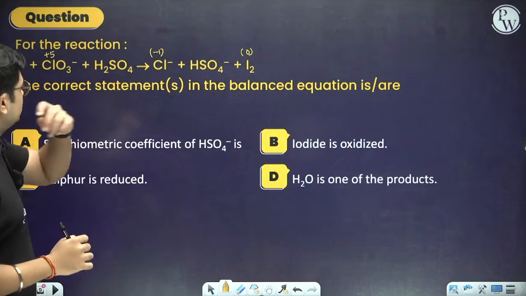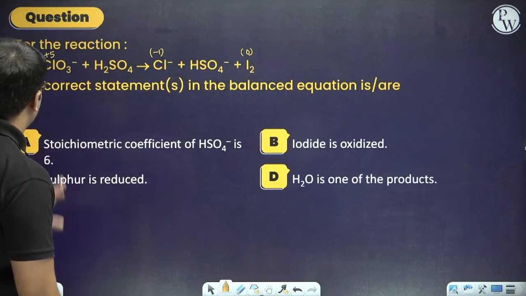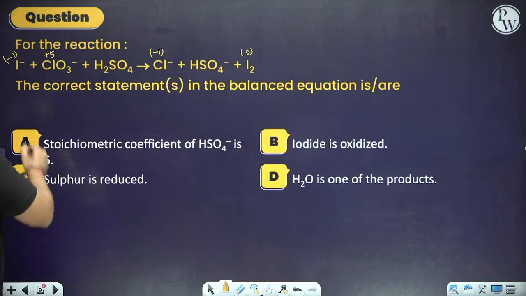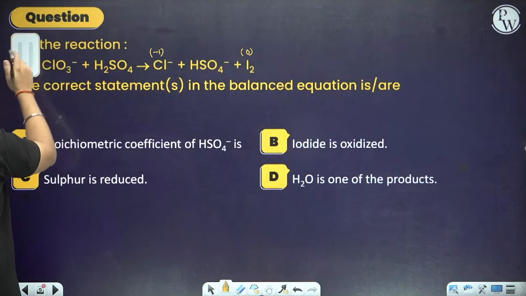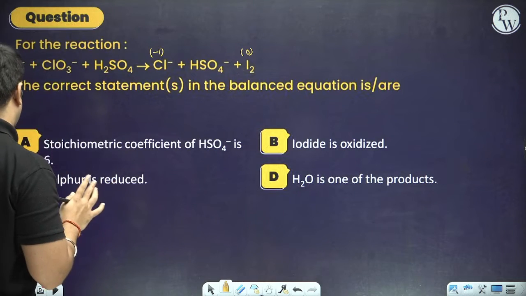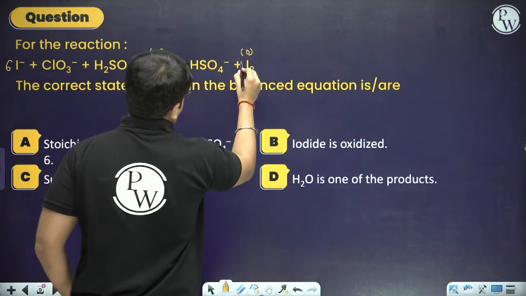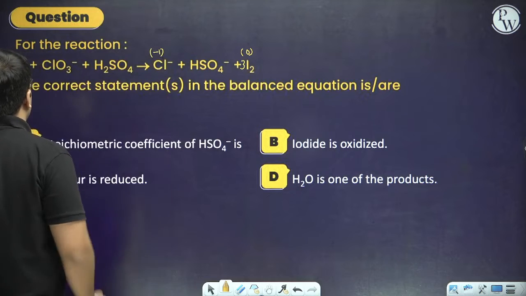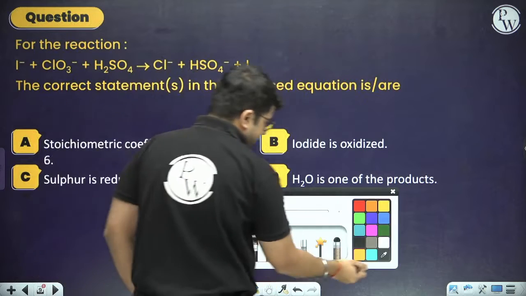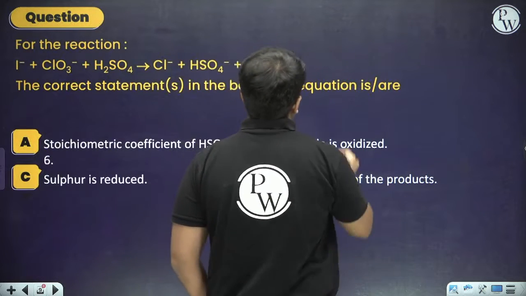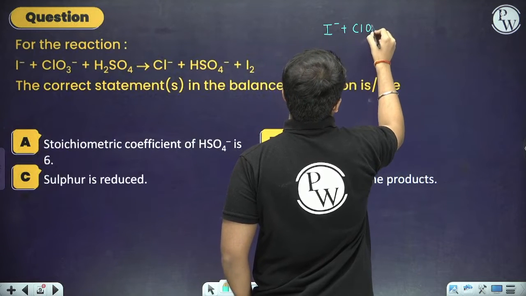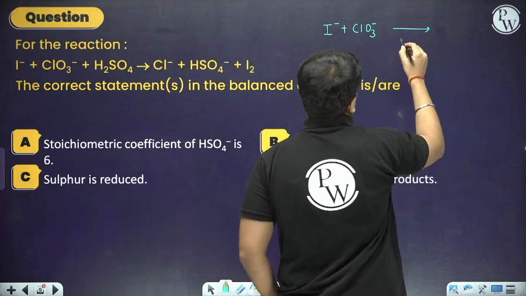So -1 to 0 changes of 1, and only one part is there. +5 to -1 changes of 6, and so I can cross multiply here. So that will be 6I-, 1 ClO3-. 6I- means 3I2, or let's try to solve this. Okay, other than writing here and there, let's try to decode this. So we have the reaction which is I- plus ClO3- in presence of acidic medium.